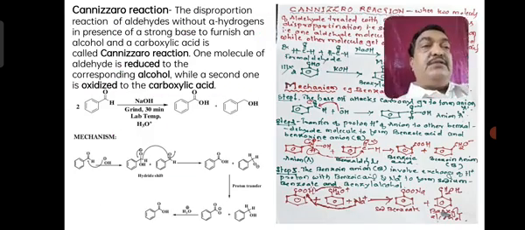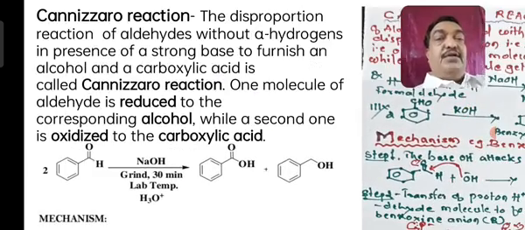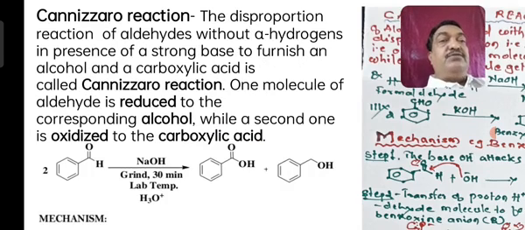Now the next important reaction is the Cannizzaro reaction. So first let me give you the meaning of the Cannizzaro reaction. It is a disproportionation reaction of aldehydes without alpha hydrogen in presence of a strong base to furnish an alcohol and carboxylic acid. This reaction is called the Cannizzaro reaction. That is, one molecule of aldehyde is reduced to the corresponding alcohol, while the second molecule is oxidized to carboxylic acid.